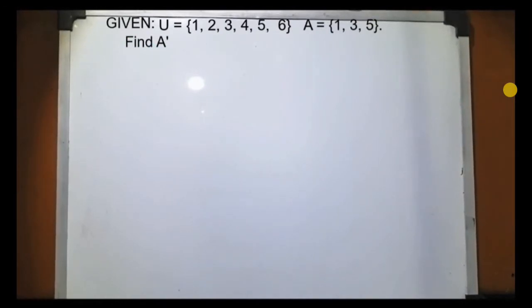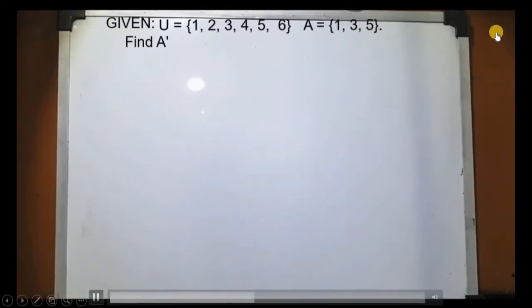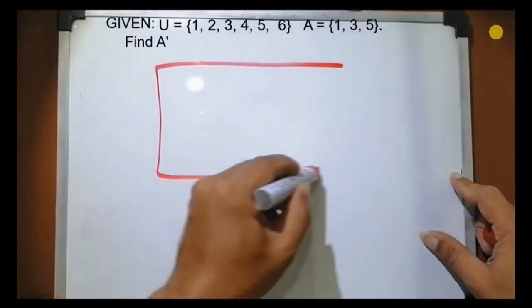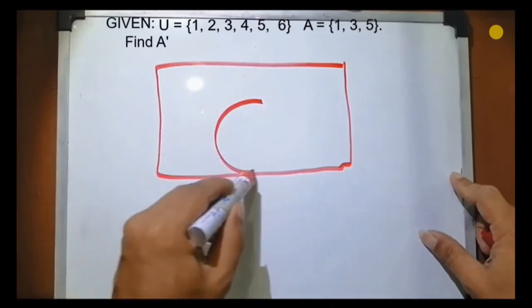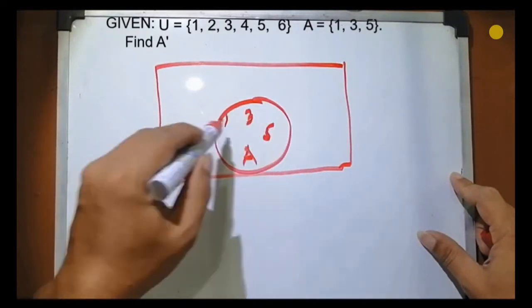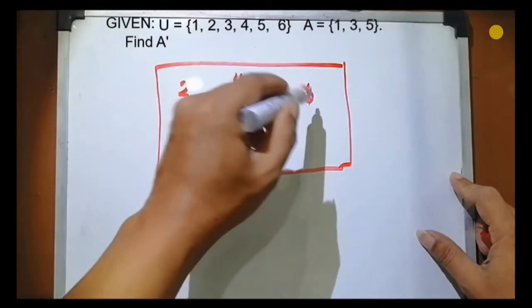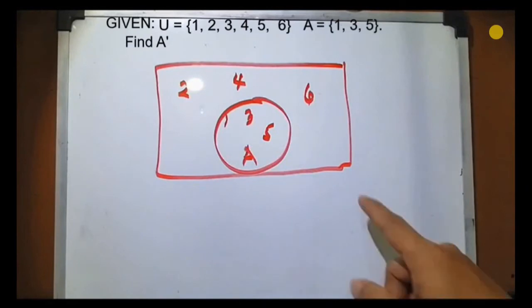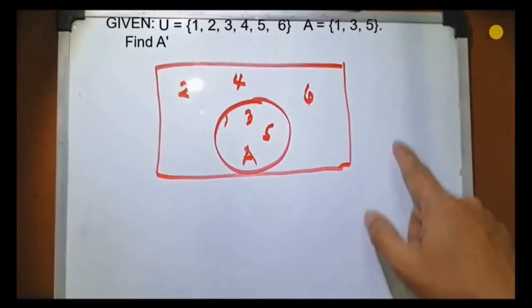So this time I'm going to illustrate one of the basic set operations, which is the complement of a set. According to the definition, the complement of a set is the set of all elements in the universal set which are not elements of the given set. Let's illustrate. If this is the universal set and I have set A here, and set A has elements 1, 3, 5, and in the universal set I have 2, 4, 6. Take note that set A is inside the universal set, so it means that 1, 3, 5 are also elements of the universal set.